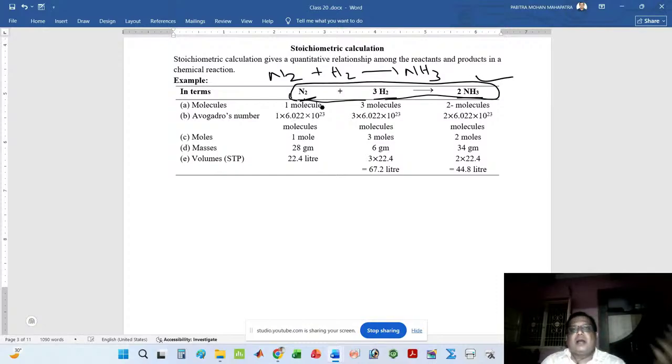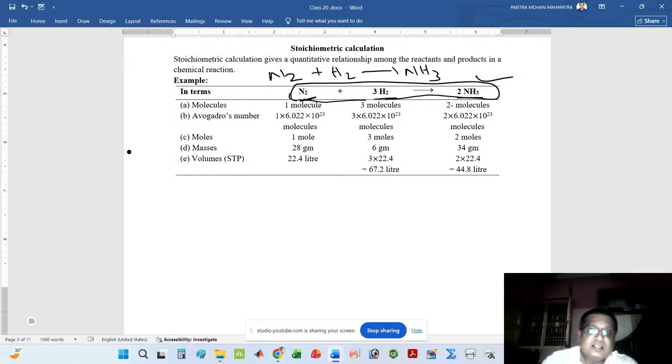Then, if I want to think about the stoichiometry calculation, we can express it in different ways. You can express it in molecules, in Avogadro's number, in moles, in mass, in volume. Any term you can relate to each other, between the reactants and the products, by using different terms.